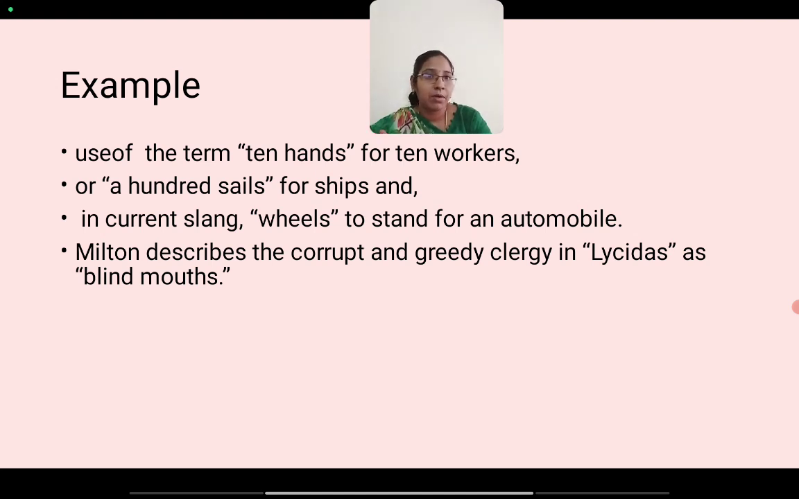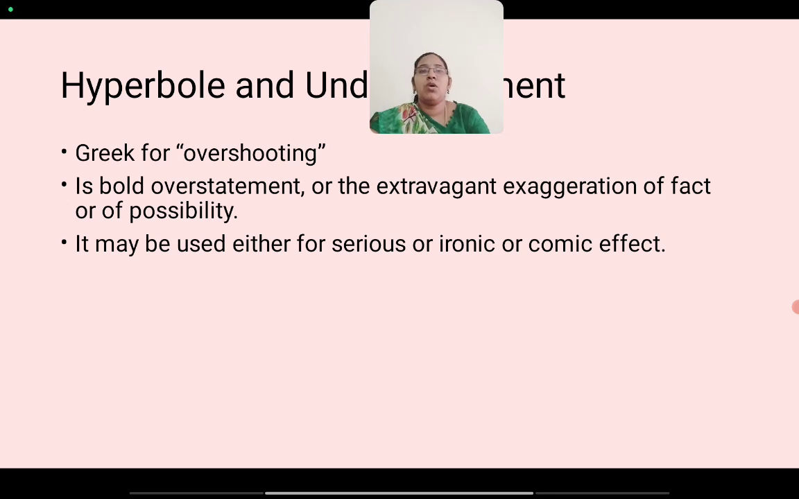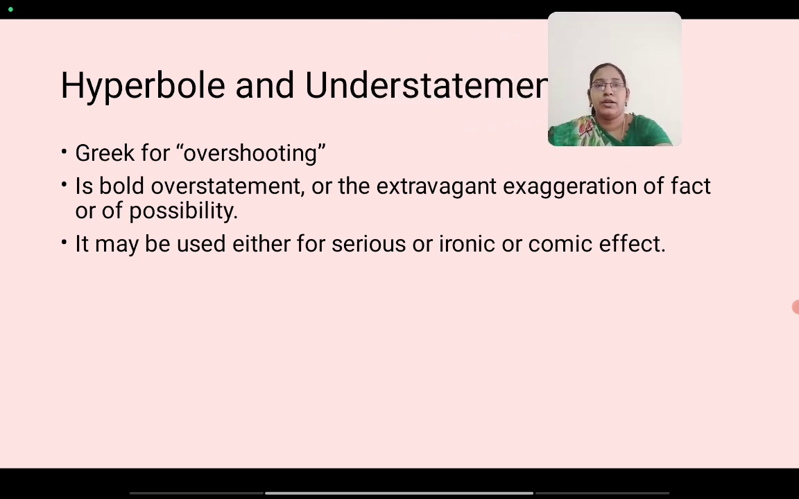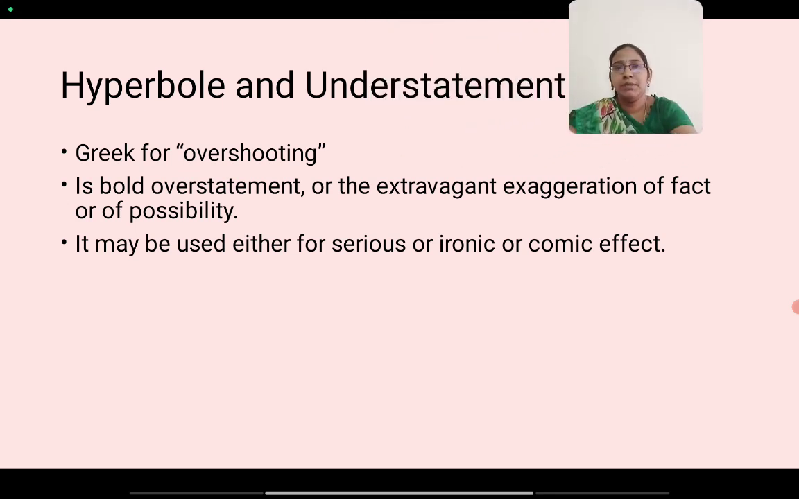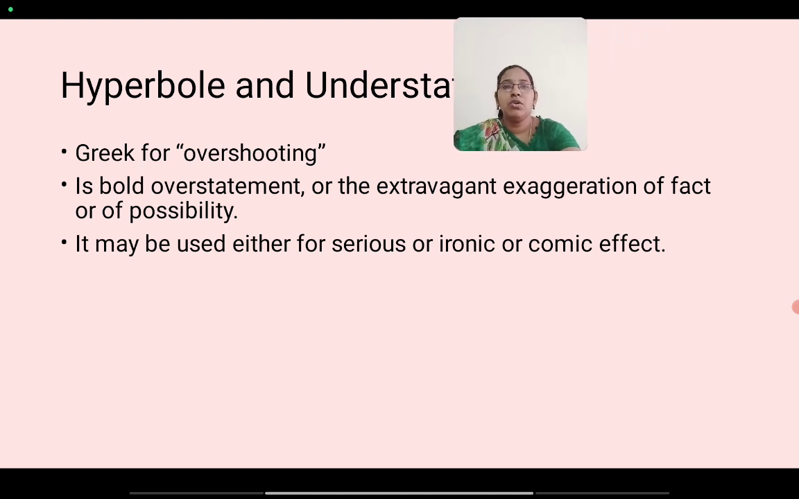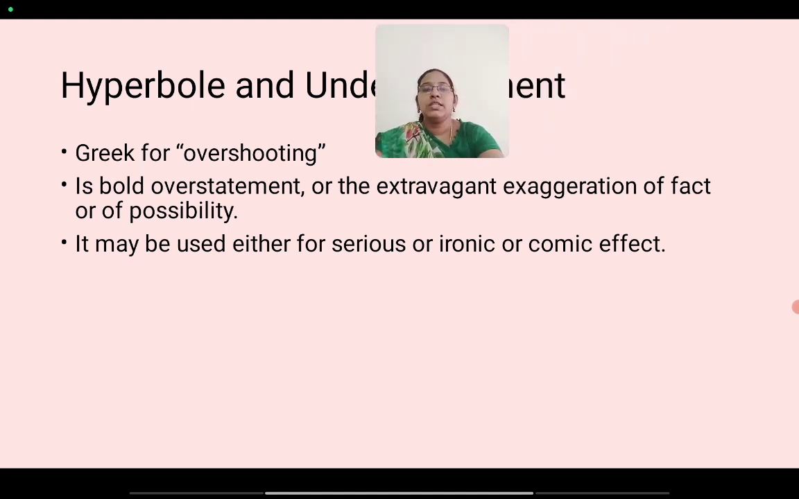Does a mouth have an eye? No, it's not like that. Blind mouths refers to these clergy people. Okay, so the clergy persons are referred to here as blind mouths. And next we move on to the next type of literary term, that's called hyperbole and understatement. So first we will see hyperbole, and then we will see the opposite of it, that's the understatement.